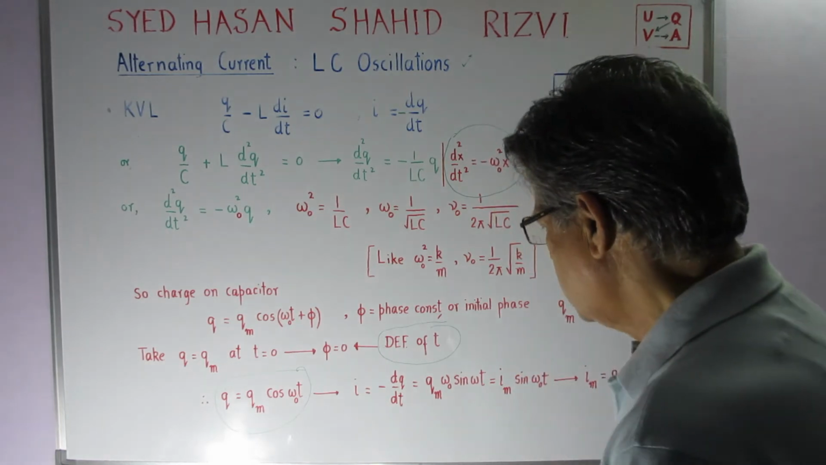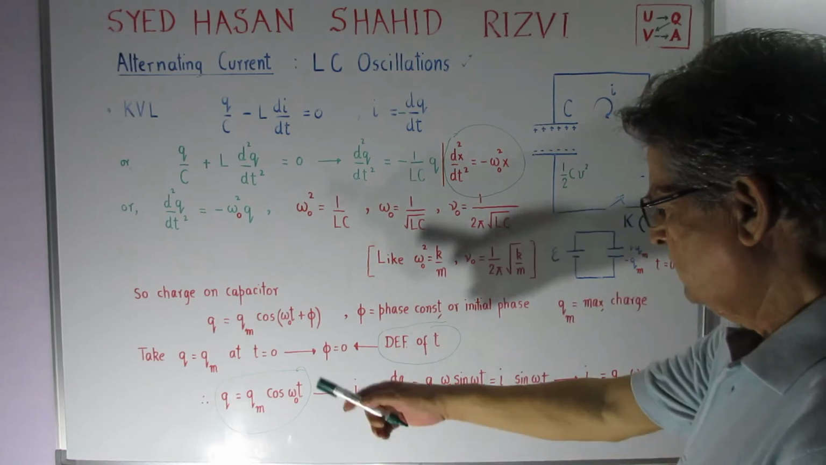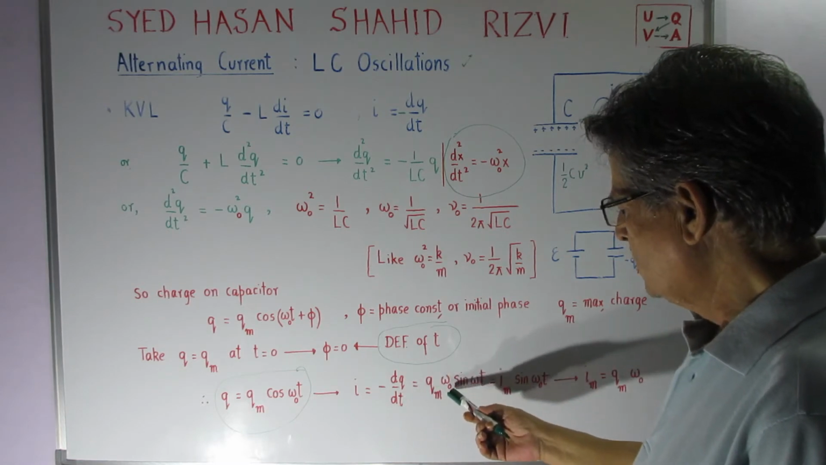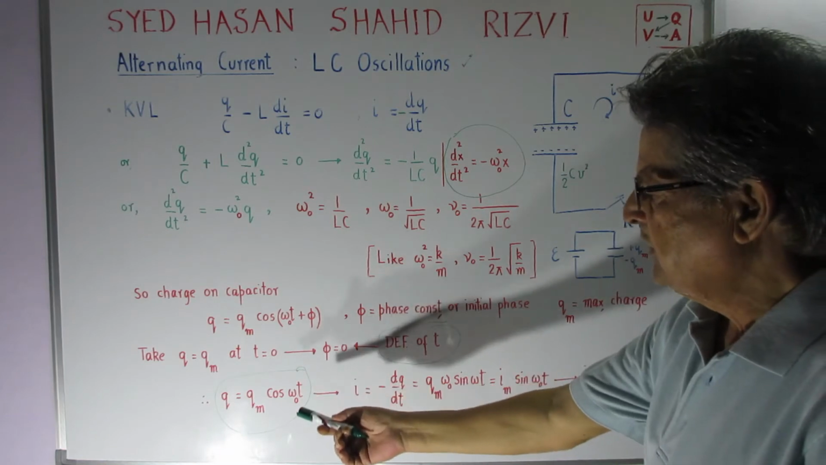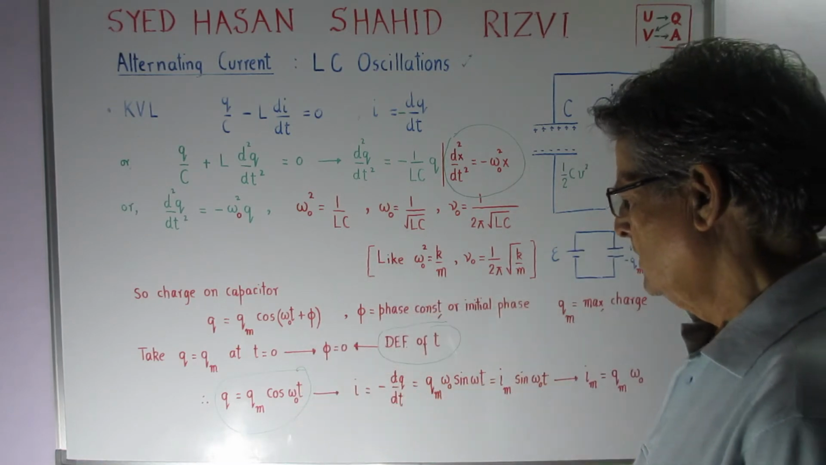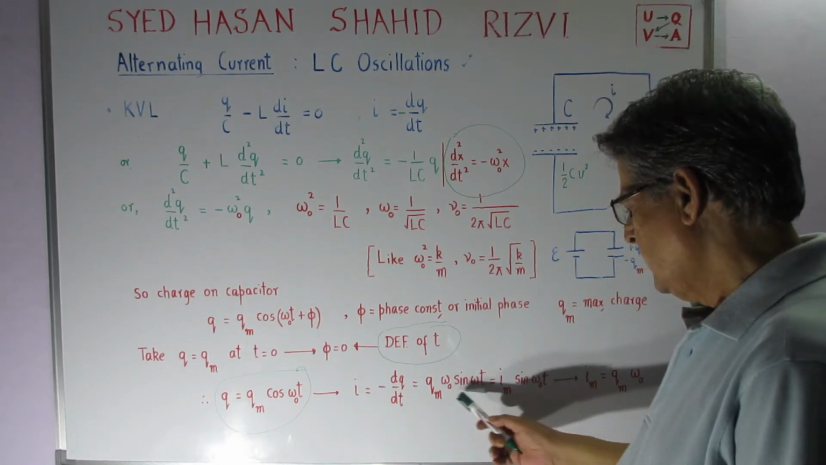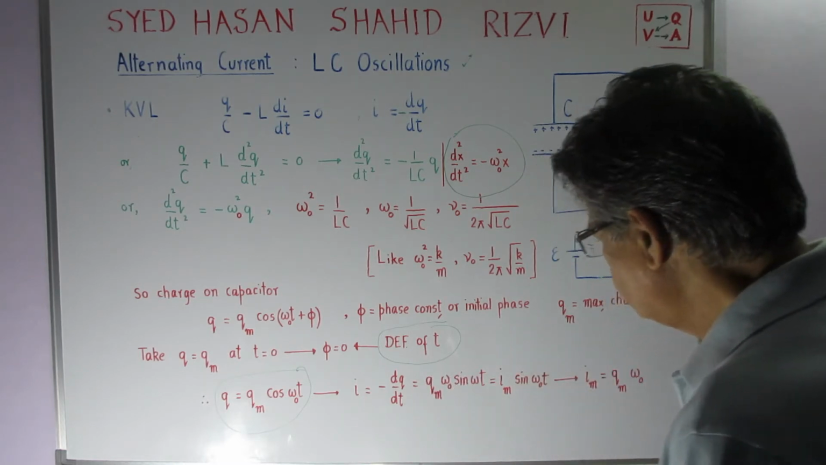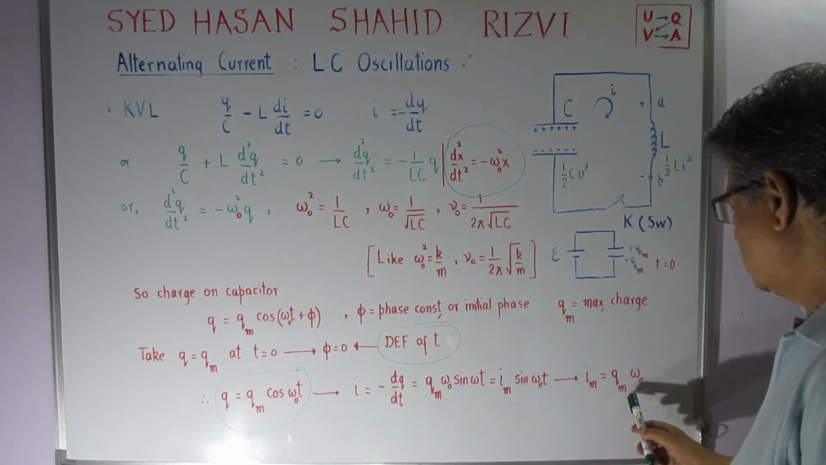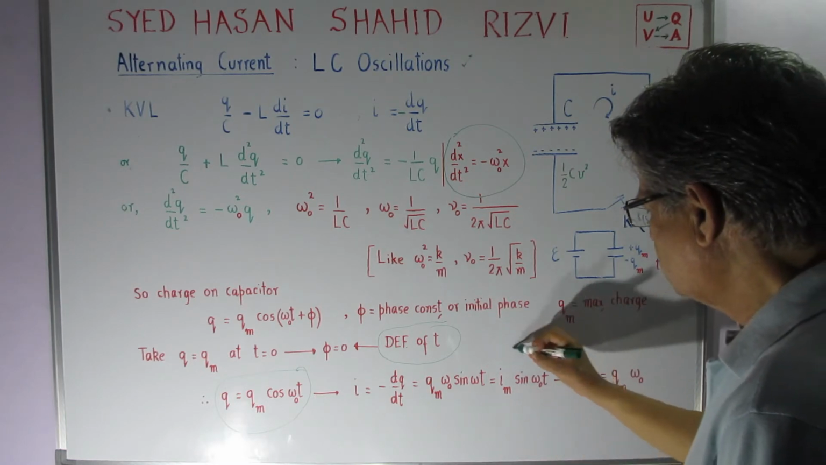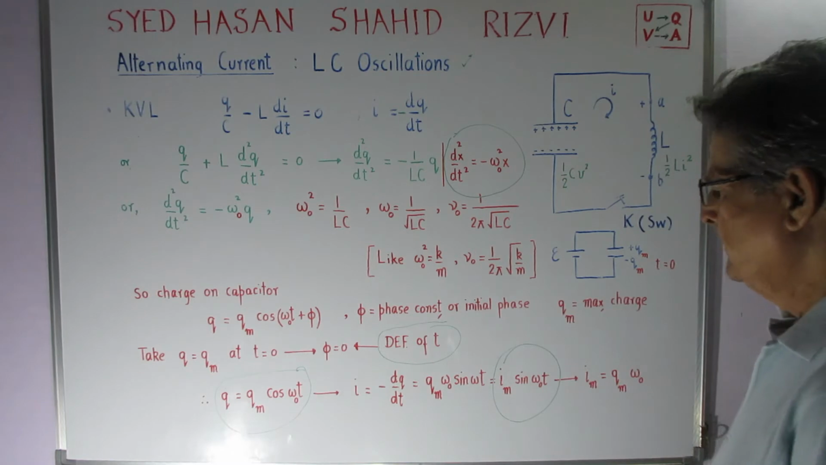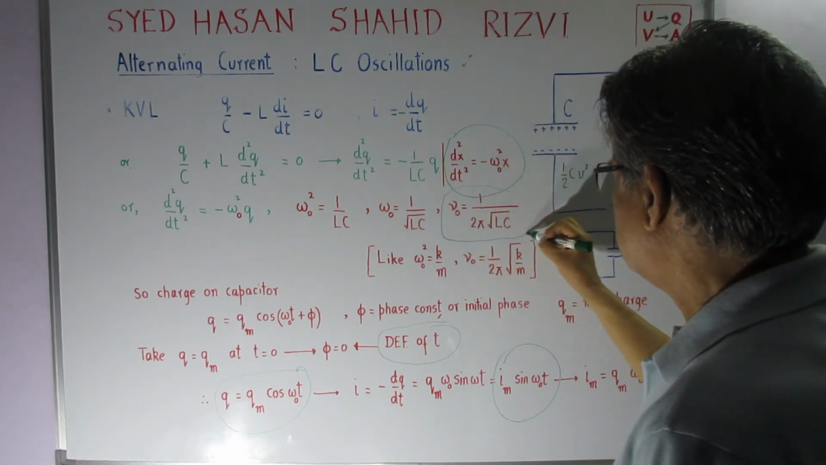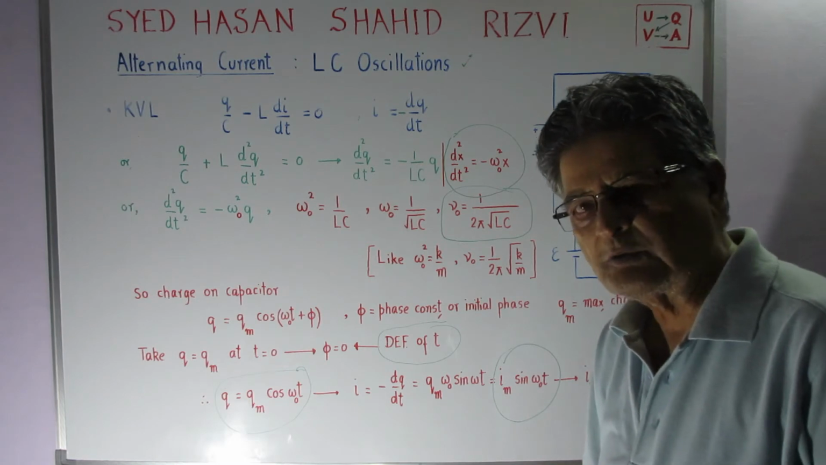So Q becomes equal to Qm cos of omega naught t. When we differentiate this equation, the value of I equals minus dQ/dt, and cos of omega naught t when differentiated gives omega naught times minus sine of omega naught t, so it becomes plus Qm omega naught sine of omega naught t. Normally we write this as Im, where Im is equal to Qm omega naught, so I get I equals Im sine of omega naught t. So we have the oscillations. This circuit is oscillating with the frequency nu naught equal to 1 upon 2 pi root LC.